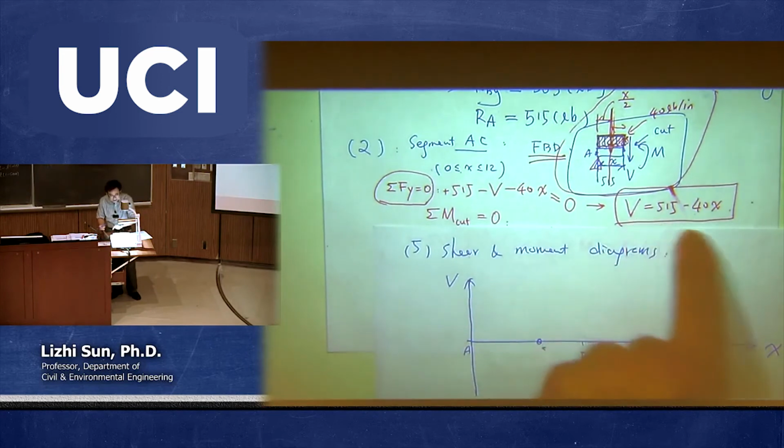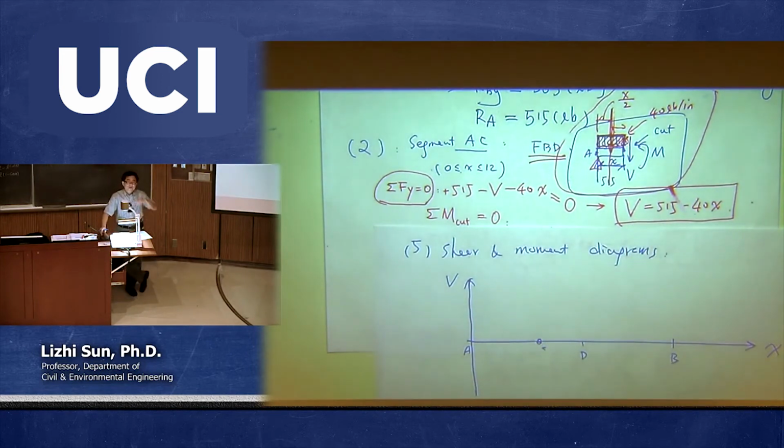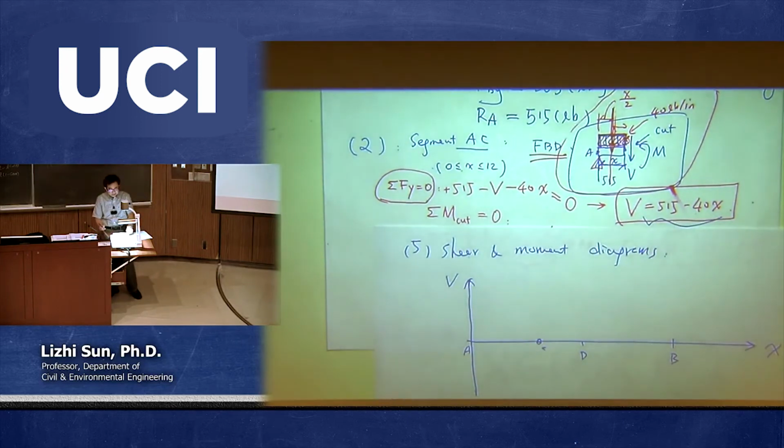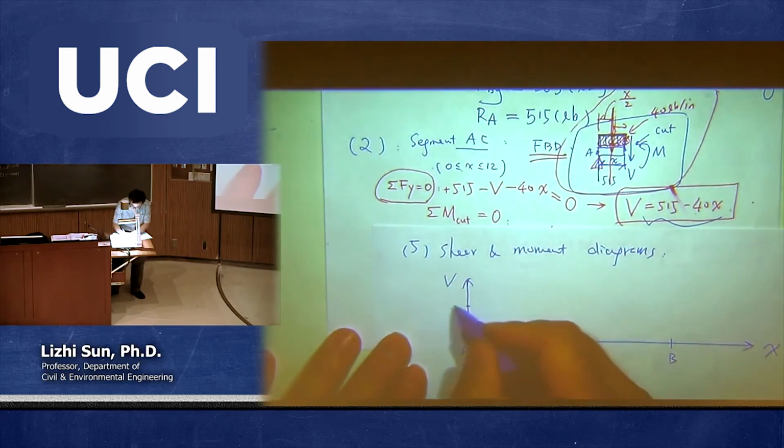So this time V is a linear function. As I told you before, if it's a linear function, then you just need to pick 2 points, because that's a straight line. So this is anywhere between A and C, then typically you pick point A and point C. So when x equals point A, that means x equals 0. If x equals 0, what is V? That's 515. So first of all, you need to find out somewhere, it's called 515.